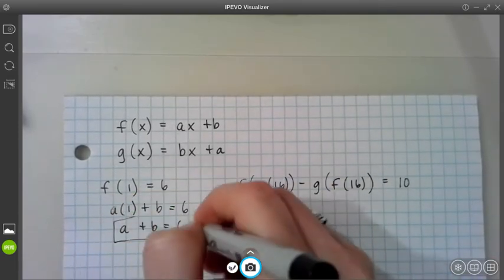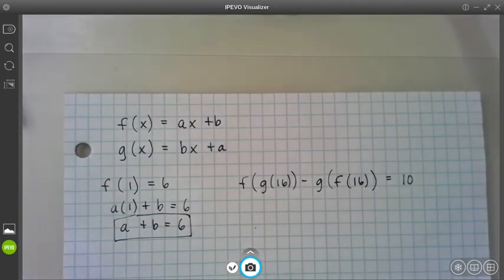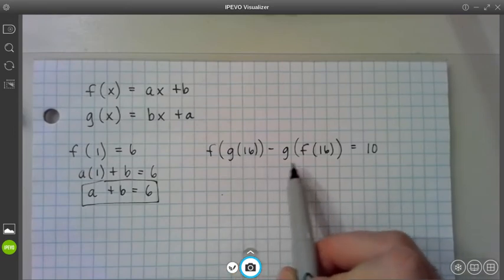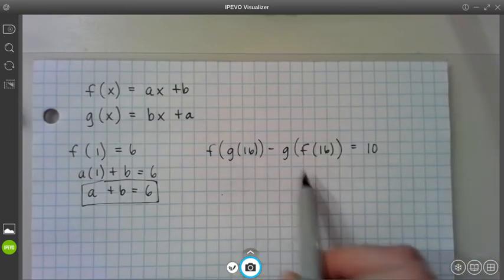So we're left with this equation that we're probably going to be able to use at some point to help us find out what a and b are. That's some type of relationship that we know about a and b right now. The other clue they've given us to go off of is the fact that f of g of 16 minus g of f of 16 equals 10. So let's work with this now.